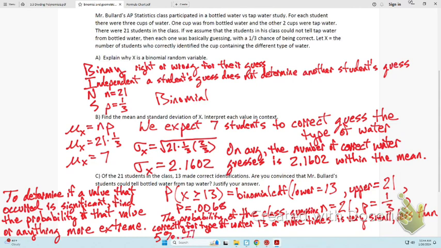It is very likely that the students can tell the difference. You can probably put a period right there. Between bottled and tap water.